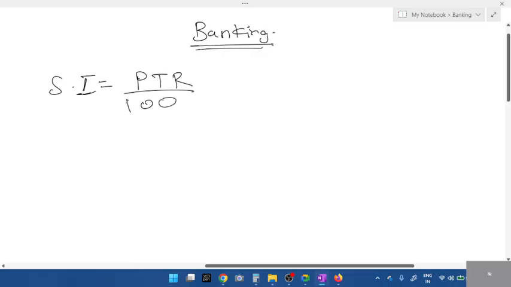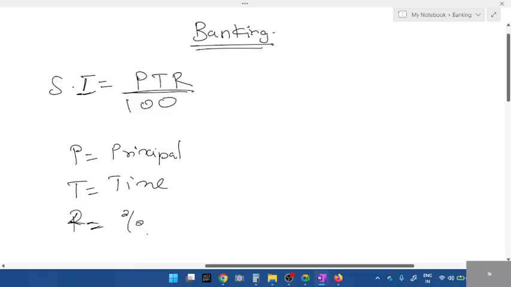What do you mean by P, T and R, students? P stands for principal. T stands for time. R stands for rate. Rate is nothing but percentage. Principal, rate and time, that is simple interest. Even in banking, we need to find interest.